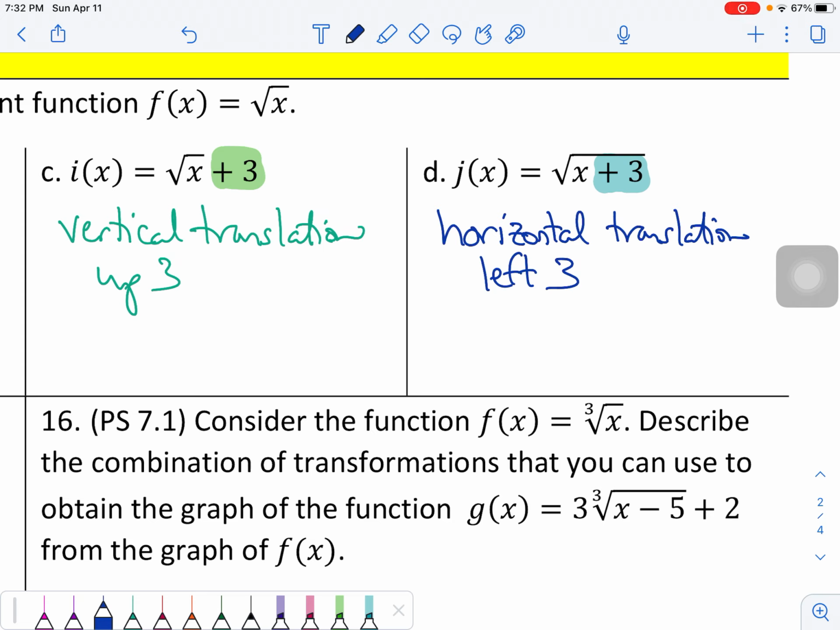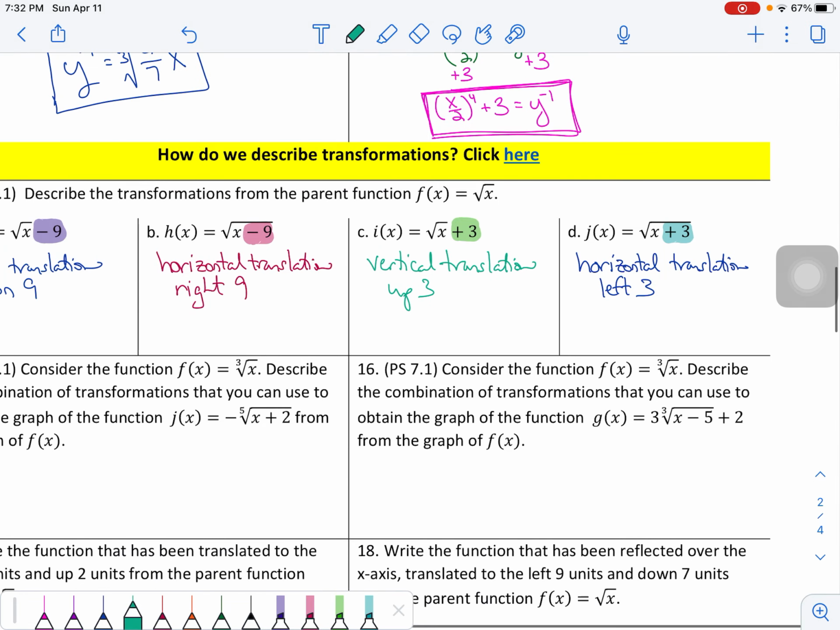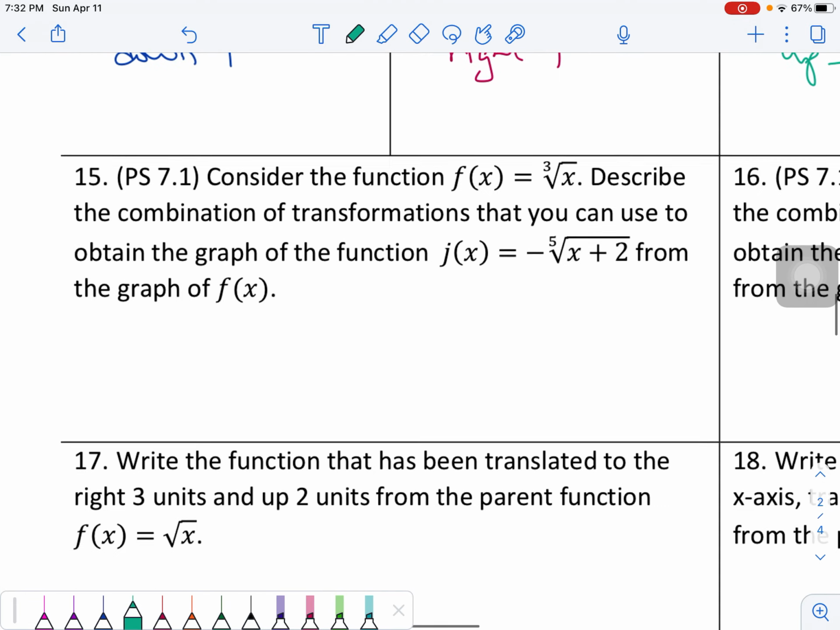Okay. So vertical is outside of the radical, horizontal is inside of the radical. Vertical is pretty straightforward. If it's positive, we're moving up. If it's negative, we're moving down. The horizontal ones are kind of opposite to what you think they would be. Okay. All right, so let's get on down into problem number 15.